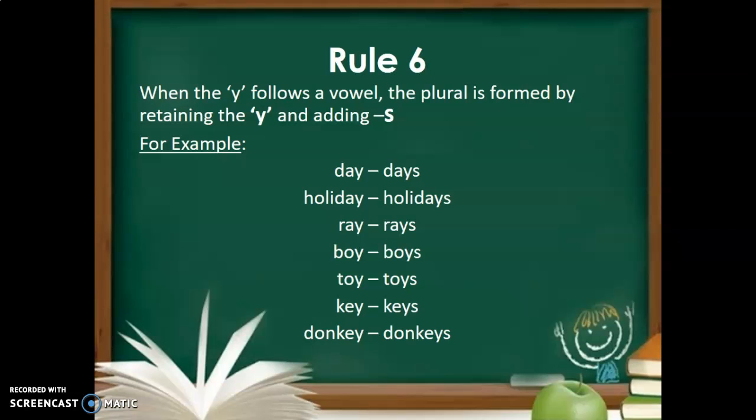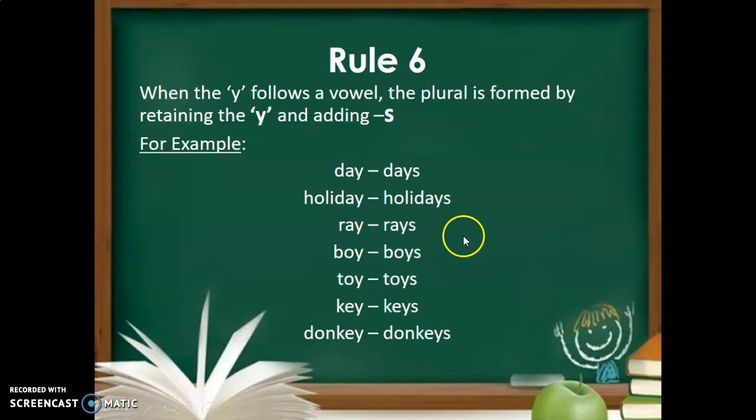Let's have a look at rule number 6. When the y follows a vowel, the plural is formed by retaining the y and adding s. For example, day, holiday, ray, boy, toy, key, and donkey.